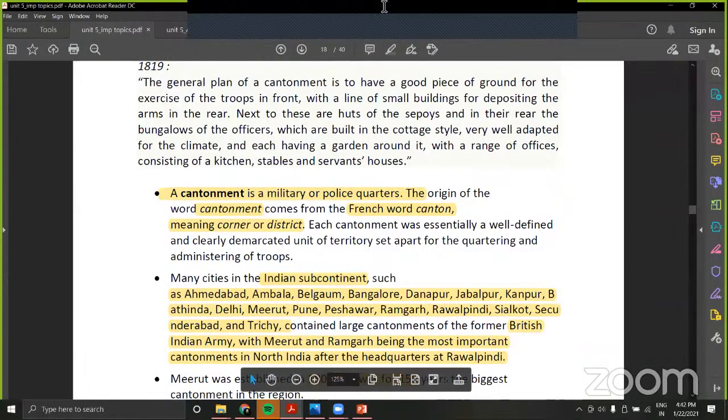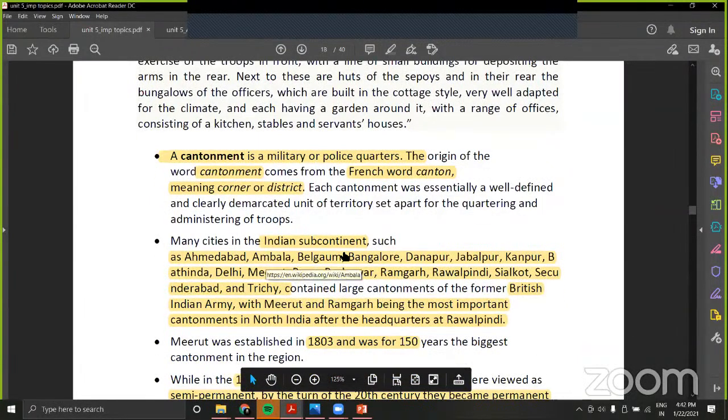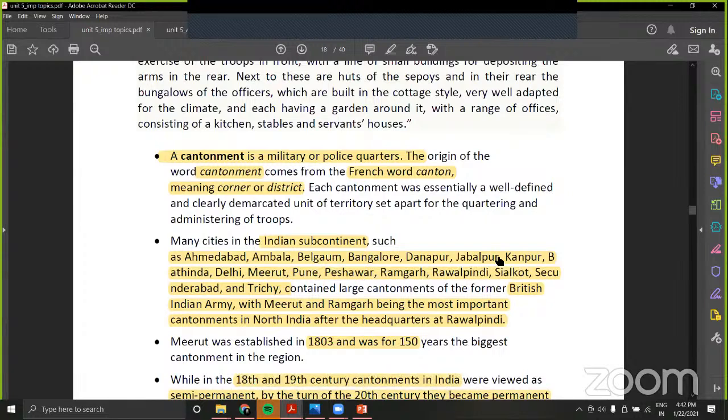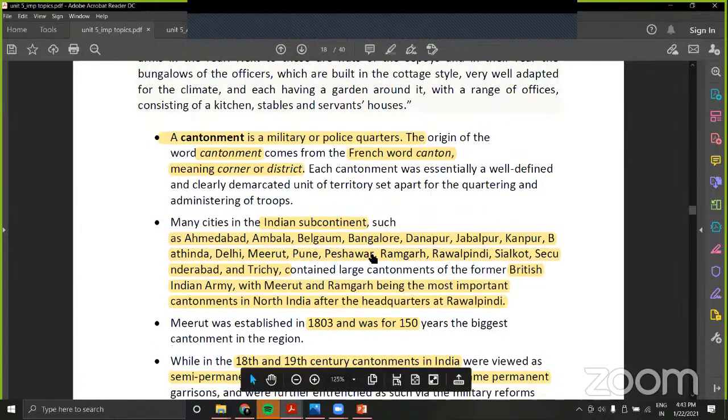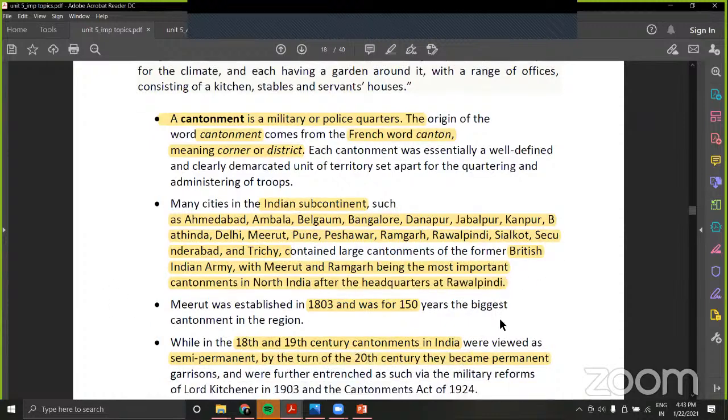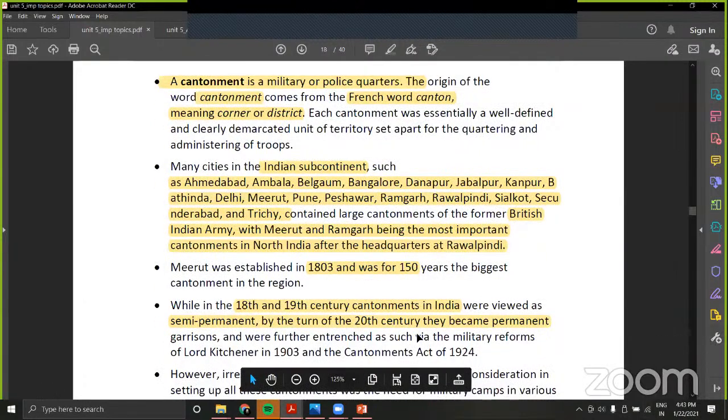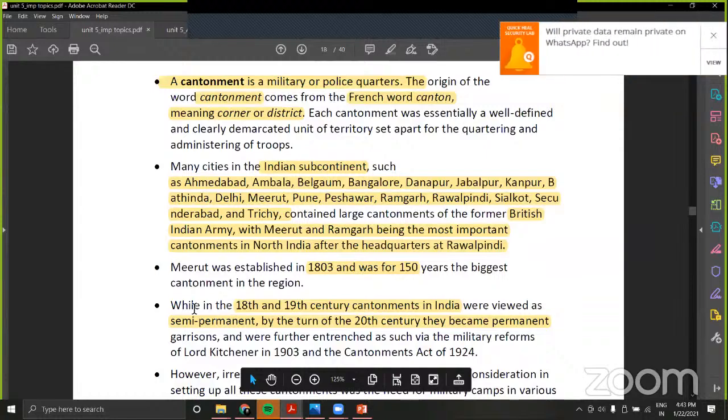Just note it down. So from all these cities, that is Ahmedabad, Ambala, Belgaum, Bangalore, Danapur, Jabalpur, Kanpur, Delhi, Meerut, Pune, Peshawar, all these cities in the Indian subcontinent, they started all these cantonments for the British Indian Army, with Meerut and Ramat being the most important cantonments in North India after the headquarters at Rawalpindi. The headquarters was in Rawalpindi, and all these things were in other states. So Meerut, established in 1803, was for 150 years the biggest cantonment in the region.